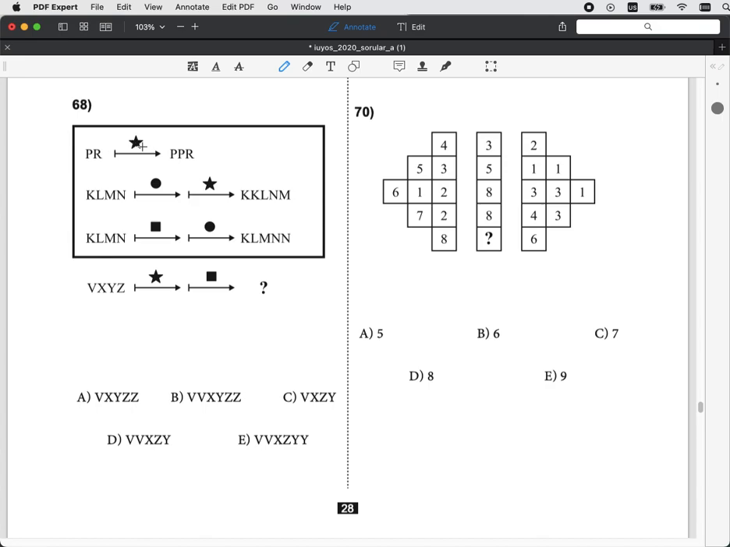68. The star makes the first one double. This is what the star did. And the star did the first one double, then the circle did K, L, and M. These two places are switched from the front to back. This makes front and back switch, then N makes no difference. K, L, M, N. Okay, then the square makes the last letter double. So star makes the first letter double, and the square makes the last letter double. So this is the answer B.